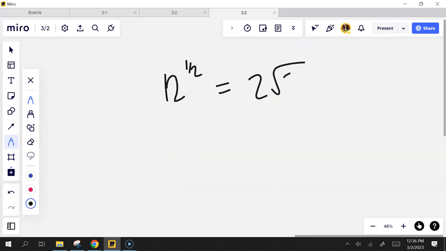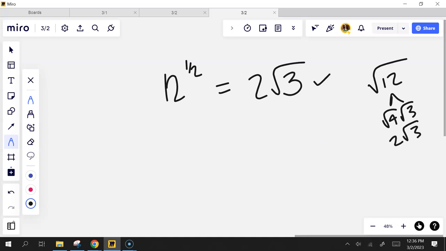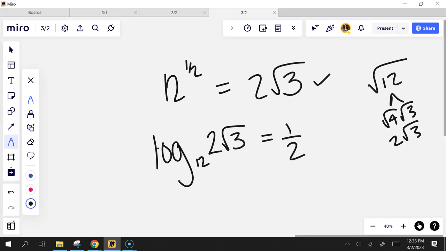True or false? True. Tell me why it's true. Square root of 12 is 4 and 3, which is 2 and 3. So we know it's true. Write it in logarithmic form. The base is easy to remember because base is the base, right? I can figure out the base, and the base is written little as the base. And then if you remember, logs always equal exponents. That only leaves one thing to go here.